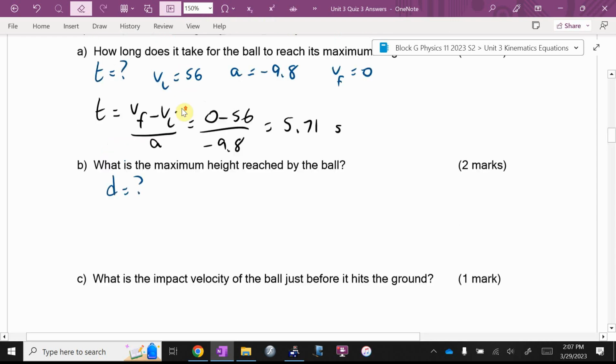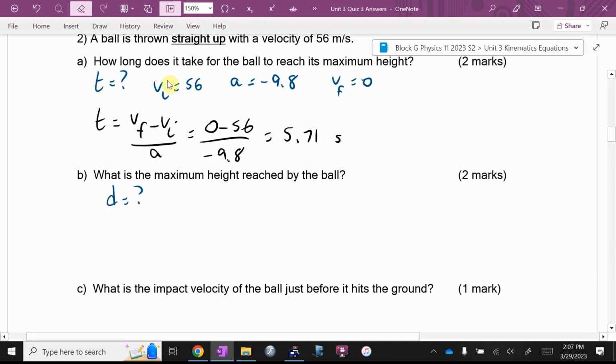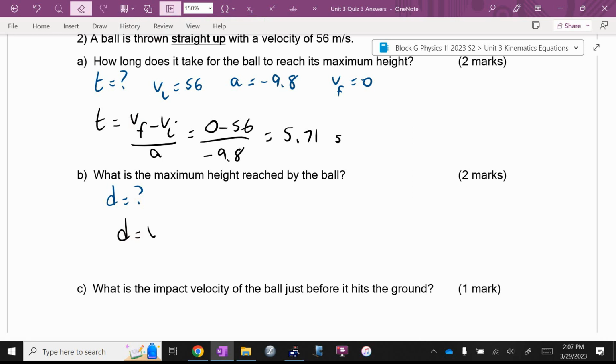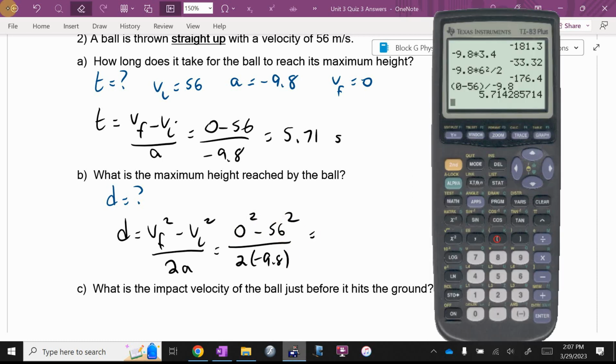VI, you know what? I think since we're at the top in both of these, I can use the same stuff here. I could use time. I'll show you what I would do. I would use VF squared equals VI squared plus 2AD. I would get the D by itself. The VF squared would drop down like a domino. There would be a minus VI squared all over 2A. I would get 0 squared minus 56 squared all over 2 times negative 9.8.